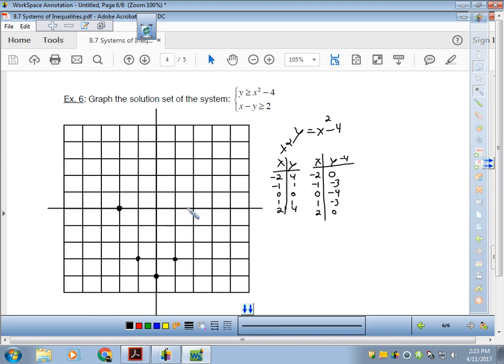I'm just going to be plotting these really quick. Oh, and I am connecting these with a solid line because of the equal to. Let's see, if I do one more point.